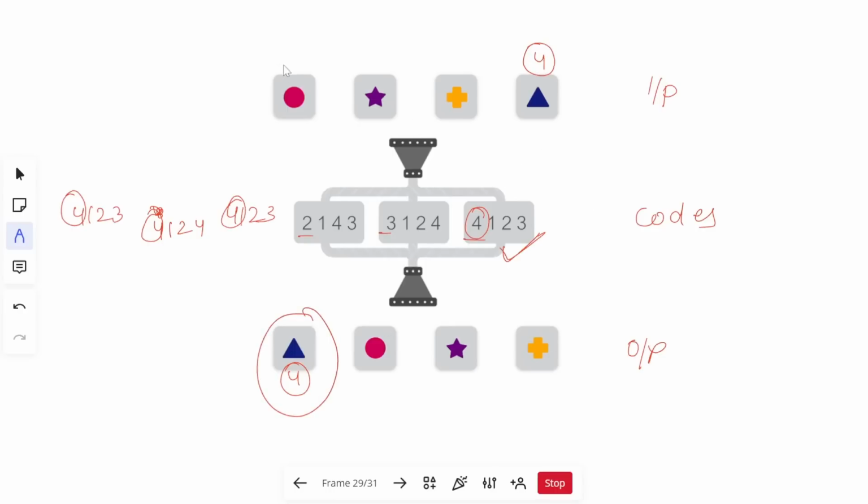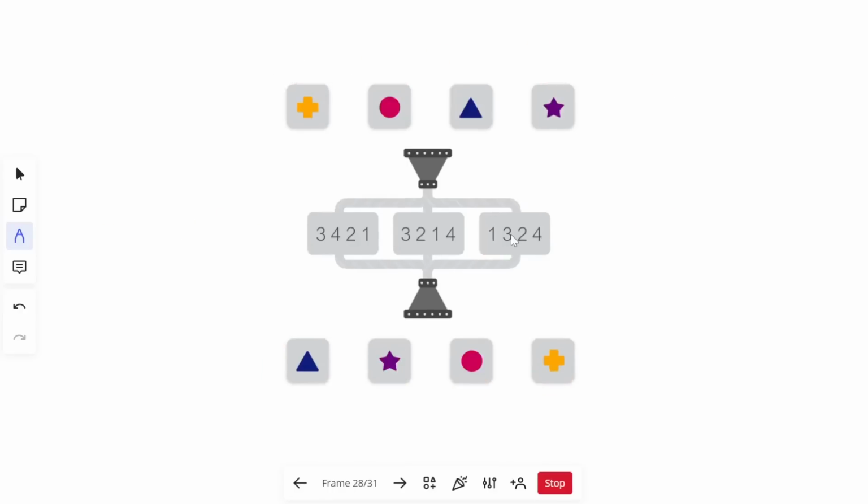Now let's verify our answer. So I will give the markings to the remaining also, and we will see where they are going. So star is 2, circle is 1, and then plus is 3. So our final code is 4, 1, 2, 3, as we have already found out with the short trick. Moving on to the next question. Let's look at this question.